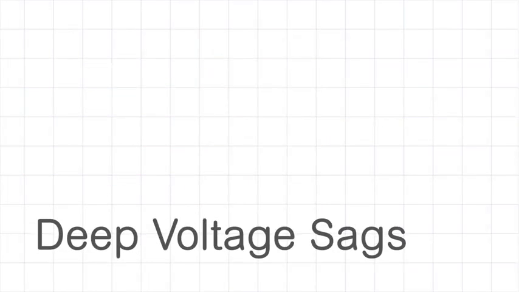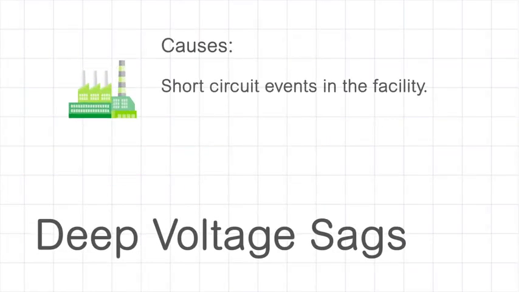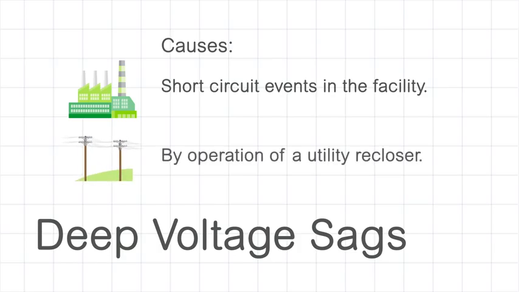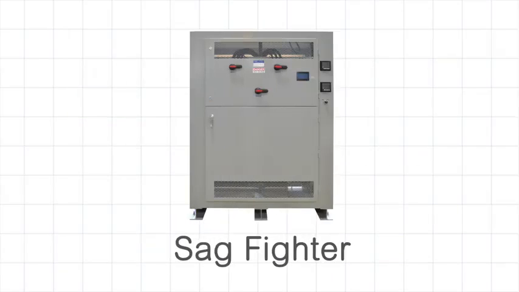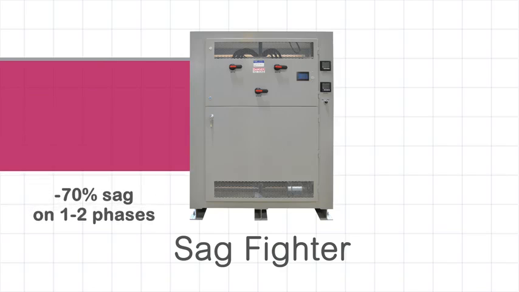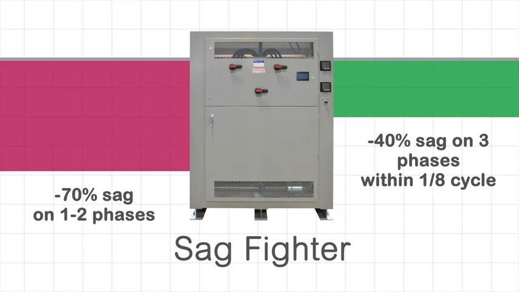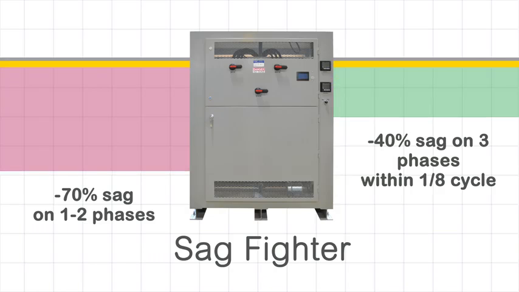Deeper voltage sags are normally caused by short circuit events and/or by operation of a utility recloser. For these deep sag events, the Sag Fighter is the solution. It can correct for 70% sag on 1 or 2 phases, or for 40% sags on 3 phases within 1/8 cycle, and boost the voltage back to 95% of nominal value.